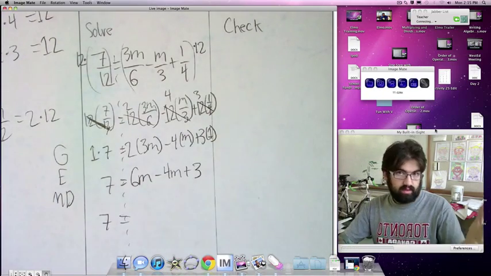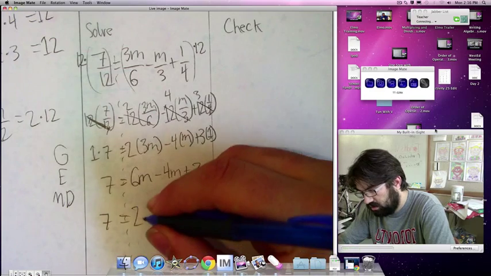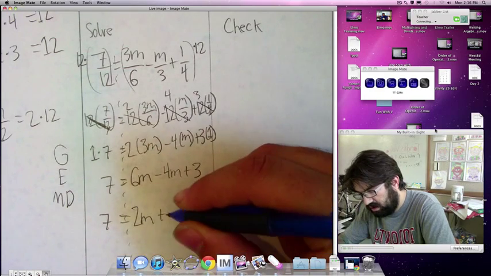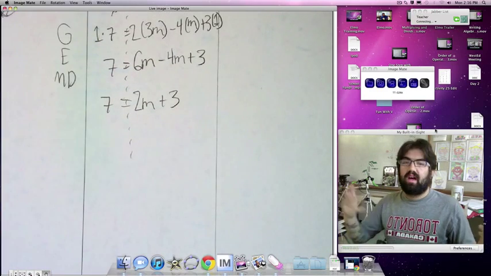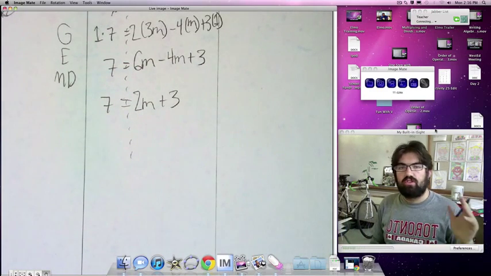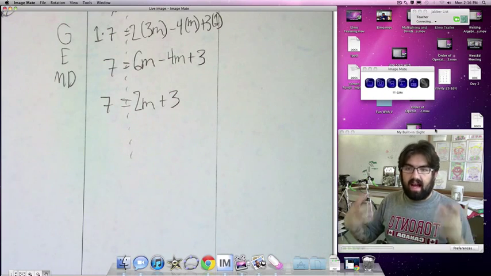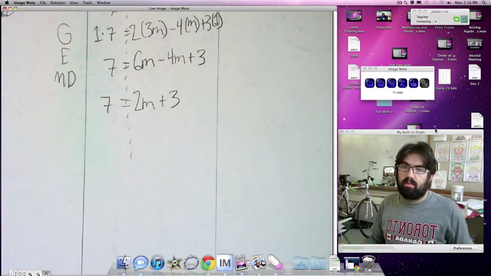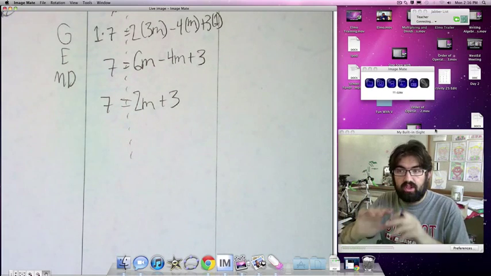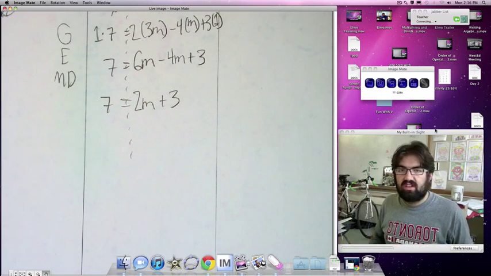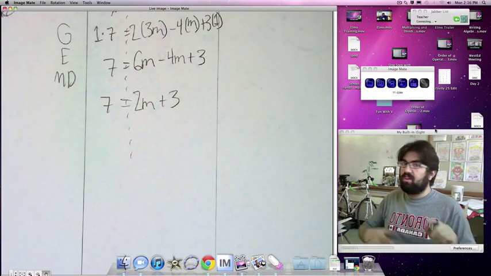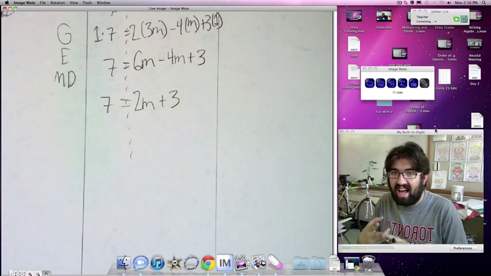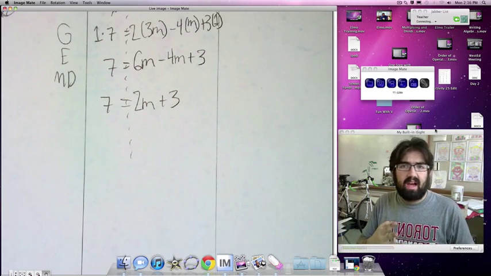6 minus 4, 2m, plus 3. That's all we have to solve now. There's no fractions, there's no denominators, and now it has become such an easy problem to deal with. Because we took a moment and did a really hard idea, now it's really easy. And that's the whole idea of this. These properties save so much time. We don't have to find common denominators. We don't have to add. We don't need to multiply by a reciprocal.